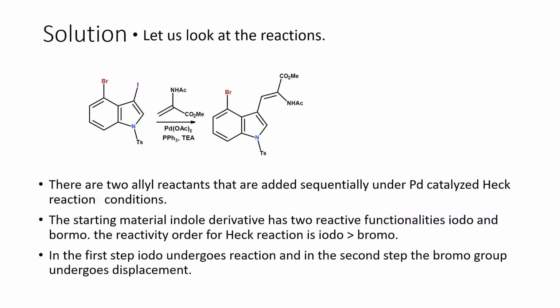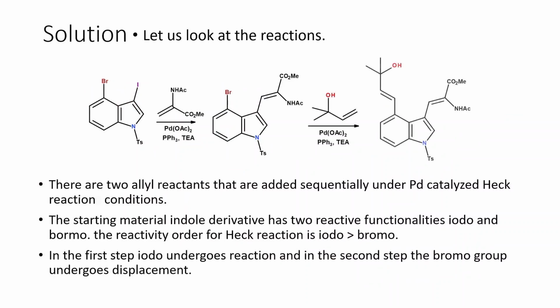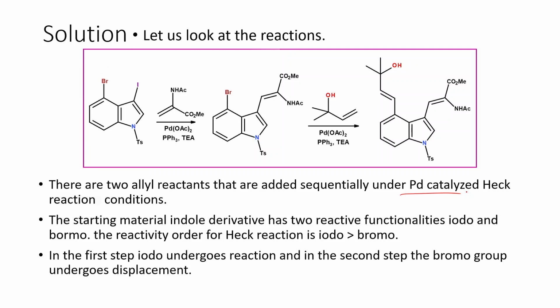Even without looking at the mechanism we can say the answer, but let us look at how the reaction actually proceeds. In the first step, this is nothing but the palladium catalyzed Heck reaction. Here the iodine is replaced, so this particular group is added here in the first step, and in the second step the other good leaving group undergoes reaction. So iodo reacts better than bromo is the only thing we have to look at in this reaction, and with that we can easily figure out the final product that will be obtained.